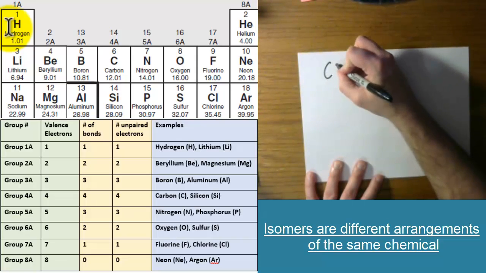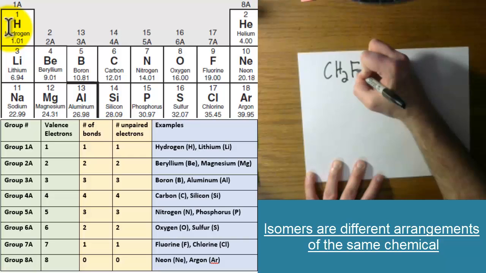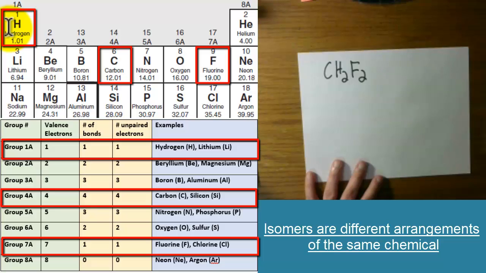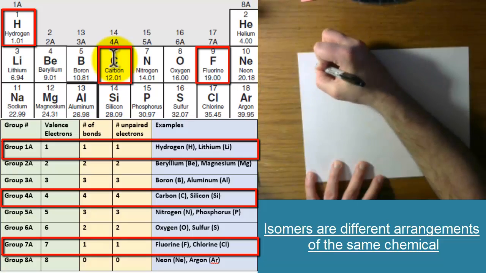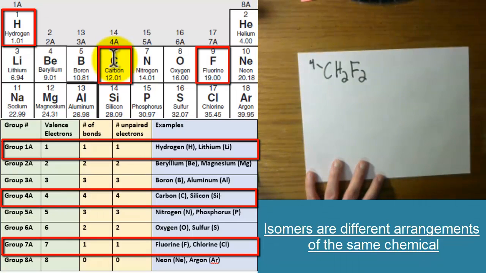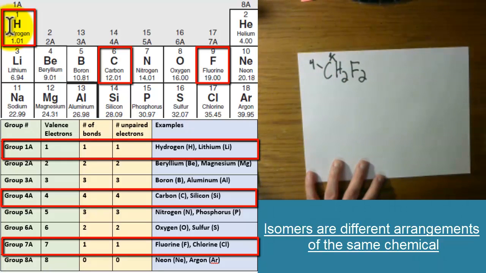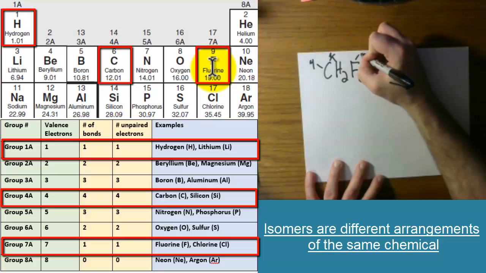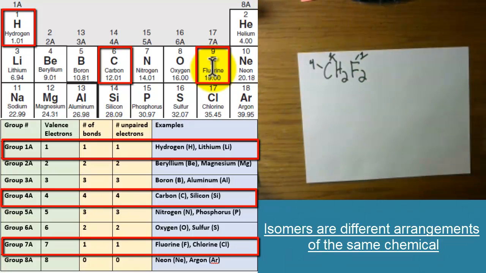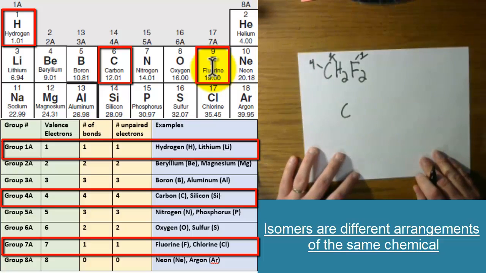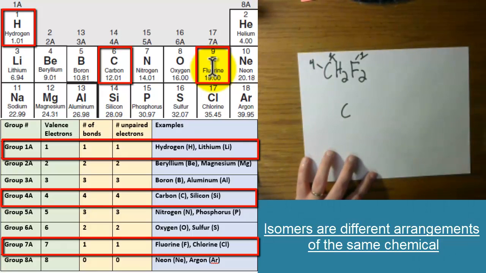So we're going to have CH2F2. Okay, so step 1, look at the center element that we're going to have to use. Carbon, first up. Carbon, group 4, 4 bonds. Hydrogen, group 1, 1 bond. Fluorine, group 7, 1 bond. So which of those is going to have to go in the middle? Carbon. So you draw carbon, and then everything has to get attached to that carbon.